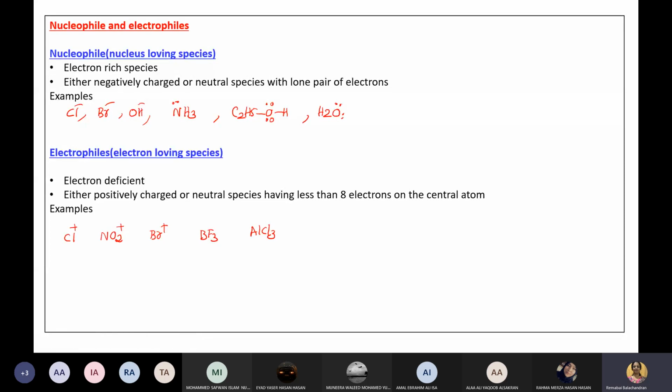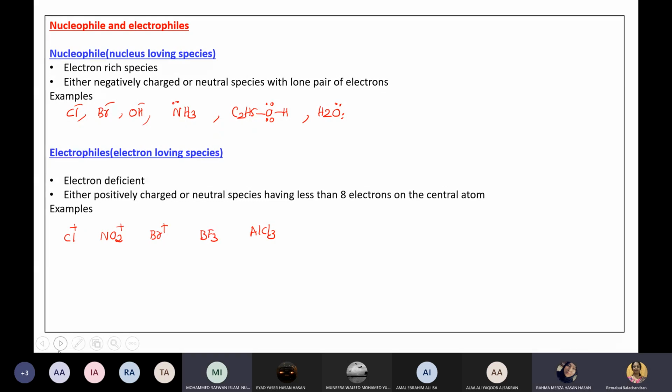I don't know whether you remember this or I just mentioned these names before. You know, the types of attacking species. One is free radical. Do you remember free radical we did already? Yes. Another one is nucleophile. Next one is electrophile. Okay, nucleophile, electrophile, and what's the other one?